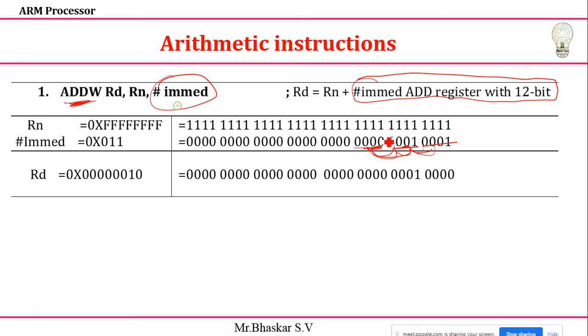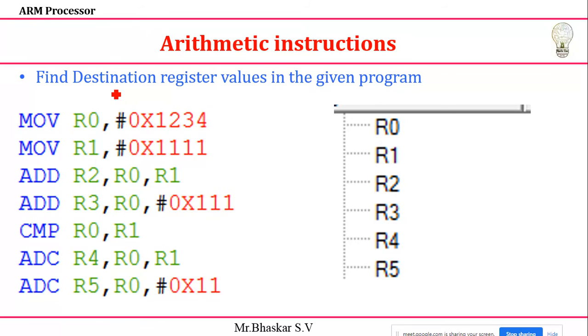Okay, so if I want to add only 12 bits of information, then I'm going to use ADDW Rd comma Rn comma immediate, generally we can use. Okay, so for 32 bits you can give the add instruction directly, but if I want to add only 12 bits, I'm going to use ADDW. Okay, so we'll discuss it within one program.